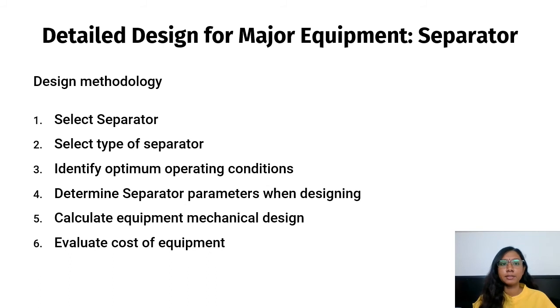Designing the separator, there are a few procedures to follow. First, we need to select the separator. Number 2, we need to select the type of separator. Number 3, we need to identify the optimum conditions of the separator and then determine the parameters when designing. Next, calculating the mechanical design and evaluating the cost of equipment.